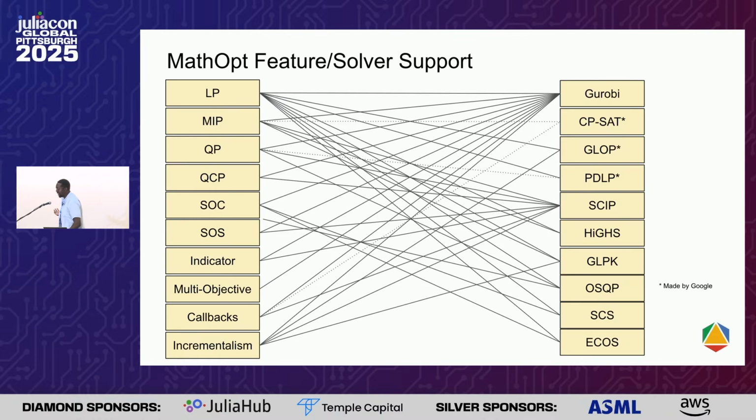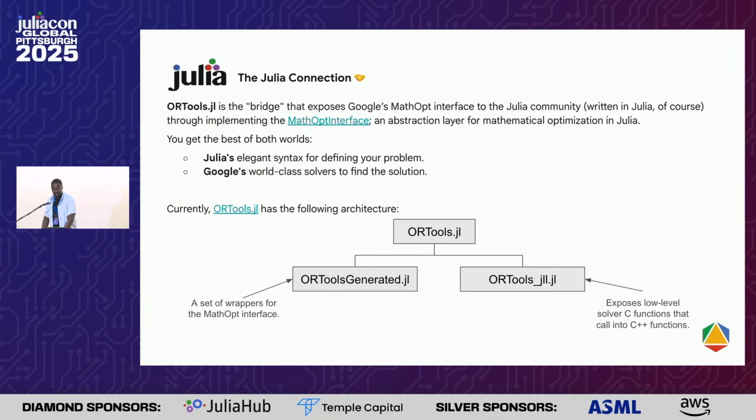These are the solvers that the current MathOpt implementation exposes. You'll notice that there are three that are predominantly starred: the CP-SAT solver, the Glop solver, and the PDLP solver. These three are Google-owned. The others, like Gurobi, SCIP, GLPK, and HiGHS, are solvers offered by other organizations. Some are commercial, some are open source, but they still get a space of being exposed through the MathOptInterface. So let's go to the next slide.